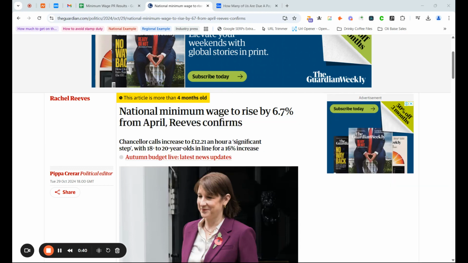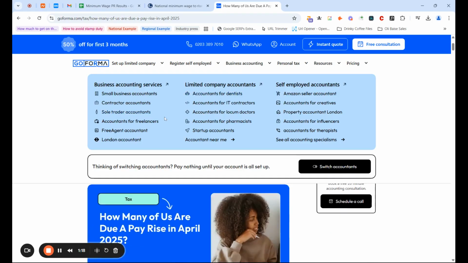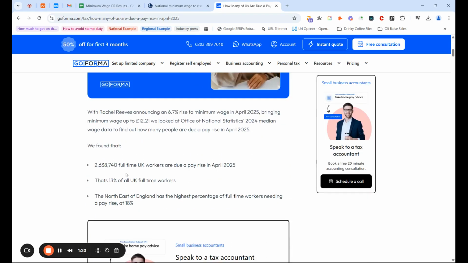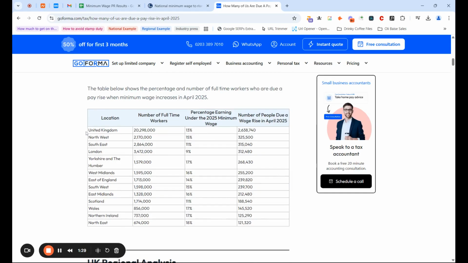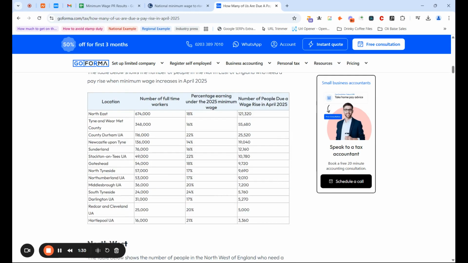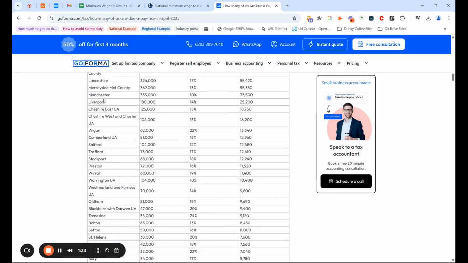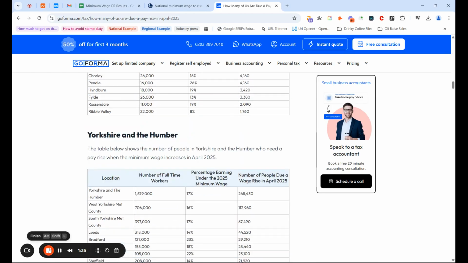So I did what I've just told you, but I used this spreadsheet, which still breaks things down by percentiles. So I work stuff out in the exact same way, but I changed my 11.44 number to 12.21. And this is the piece of content that I ended up with. So it was how many of us are due a pay rise in April 2025 when the budget actually kicks in, and then broken down by region and then broken down by city. So that's how I created my content.